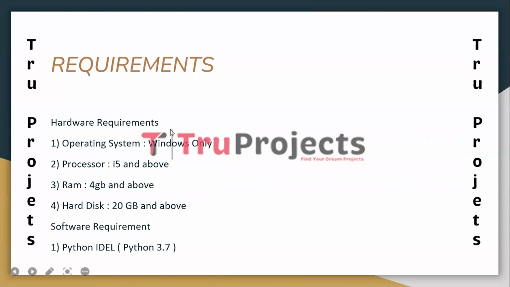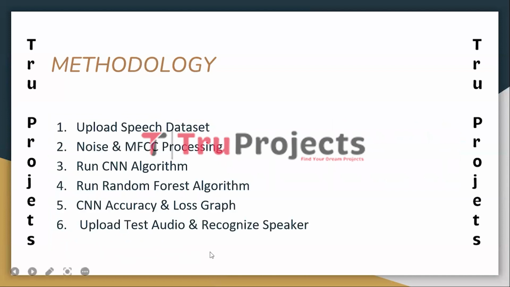These are the basic requirements that are needed to build this project. Operating system as Windows, processor of i5 and above, RAM of 4GB and above, hard disk of 20GB and above. Software requirement: Python IDLE with version 3.7. Methodology. These are the different modules that are developed to implement this project.